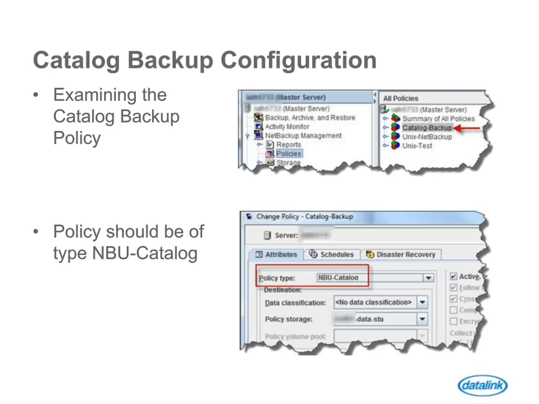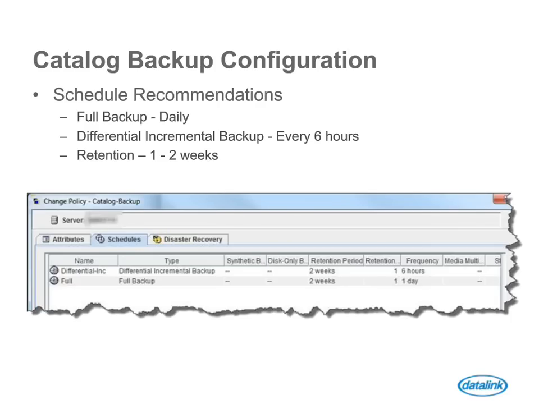Once you've determined the name of the catalog backup, you can go to your policy information and double-click on that policy to open up the configuration window. And you should note that the catalog backup should be of type NBU catalog. Now, the full backup and differential backups can vary depending upon your environment. My recommendations are to do a daily full catalog backup, as well as incrementals at least every 6 hours, all dependent upon what your recovery point objective is. And for retention, 1 to 2 weeks. Generally, you're not going to roll back your catalog any further than that. Hopefully, otherwise you've just pretty much lost a bunch of backup information. But that's generally my recommendation.